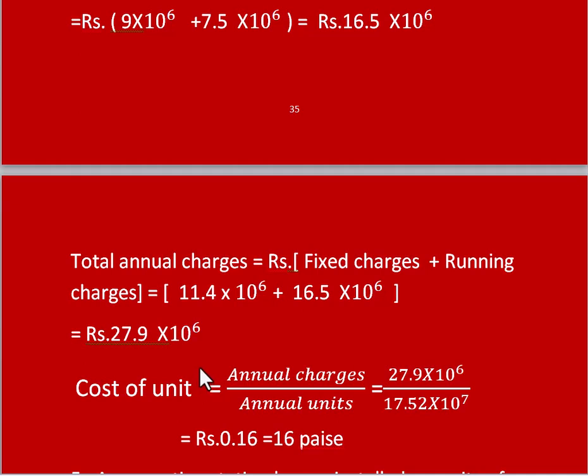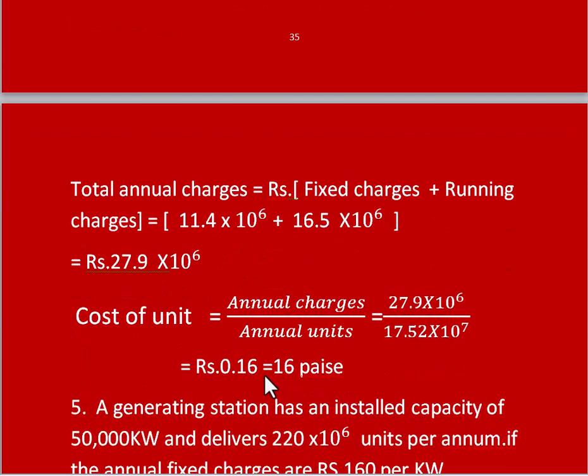Then, having known the annual charges for the whole year and the number of units generated per annum, we can calculate the cost of a unit, which is equal to the total annual charges divided by the total energy generated. So after simplification, that is 27.9 into 10 power 6 divided by 17.52 into 10 power 7, will result in 0.16, that is 16 paise.